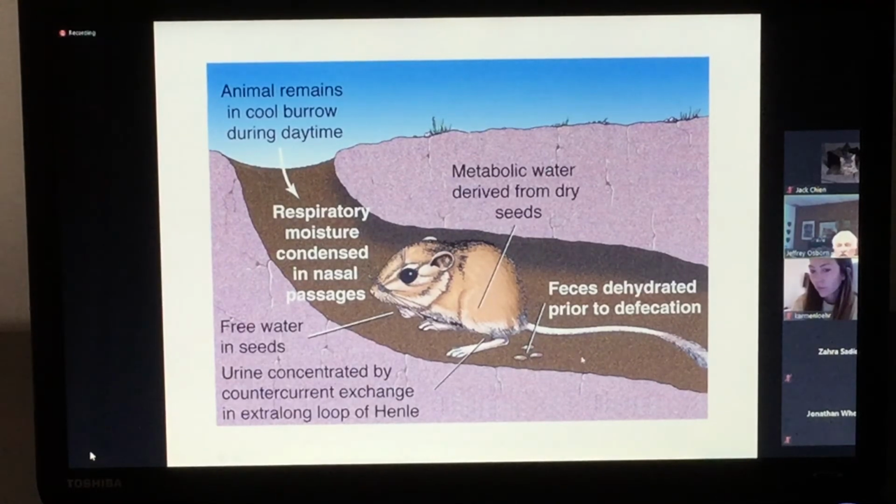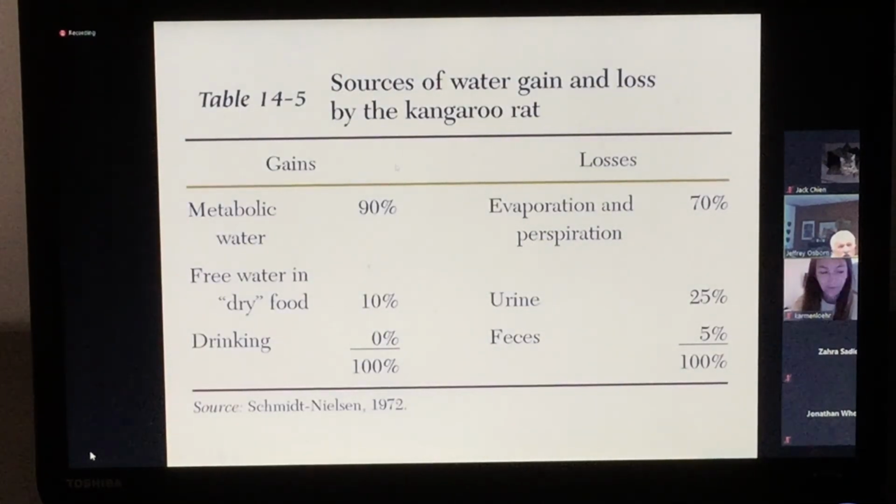We can't do that. As humans and mammals, most of us can only concentrate our urine to about 1,500 or 2,000 milliosmoles per kilogram. All right. So now, in the kangaroo rat, where do they get their water and where do they excrete their water? Where are their gains? 90% of their water comes from their metabolic production of carbon dioxide and water through oxidative phosphorylation. They get about 10% of their water in their food, none of it through drinking. So their intake is 100% from the food that they eat and the water that they produce through oxidative phosphorylation.